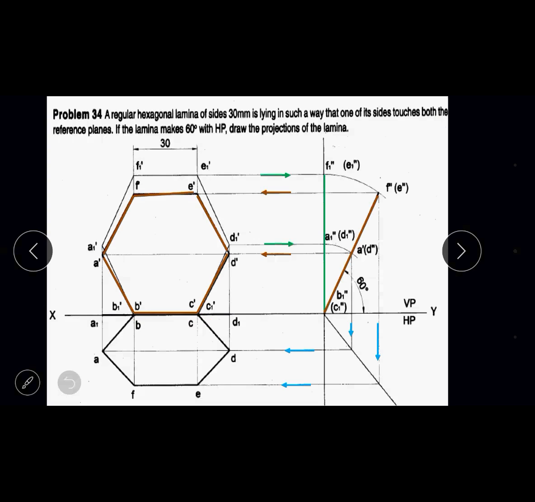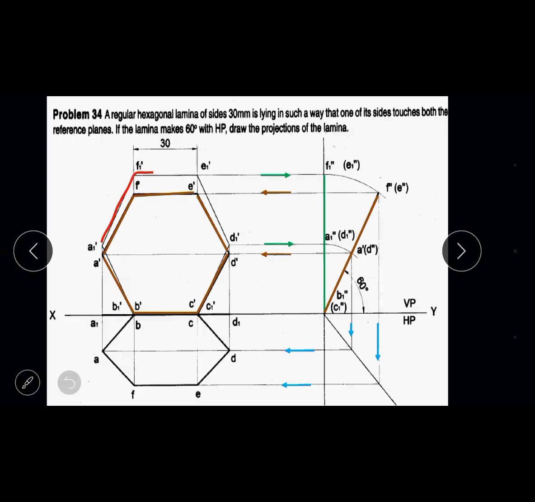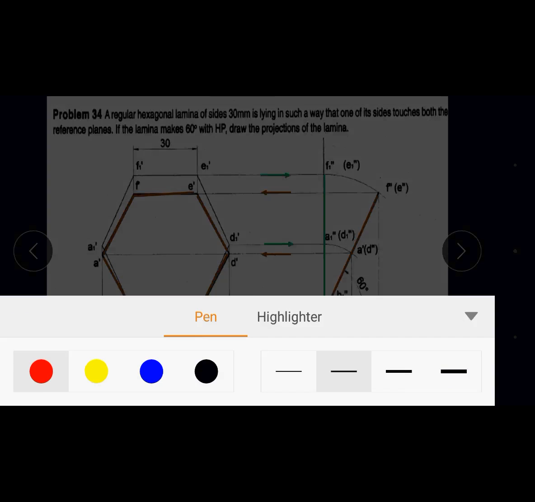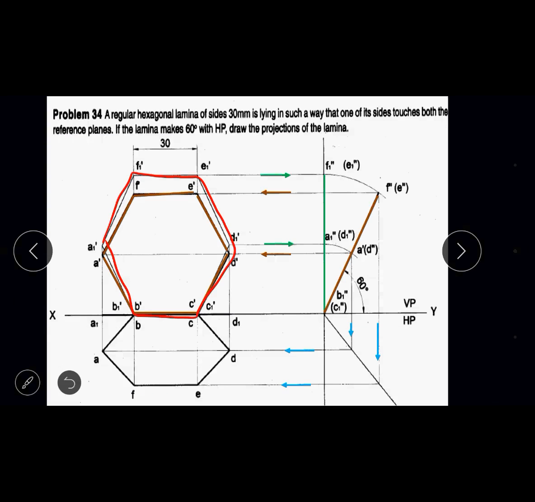So first thing here is construct a regular hexagon with corner resting. So the regular hexagon of 30 mm side. So it's shown in the figure. I'll just show you with the red color. So you find two laminas in the front view. So this is one lamina, one of the lamina which I have shown with red color. So that is the regular lamina of 30 mm side.